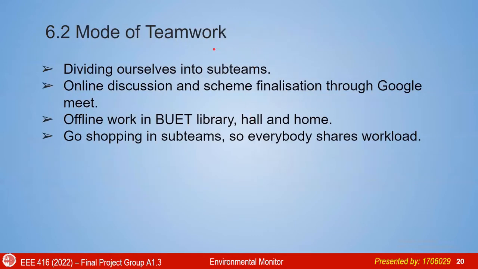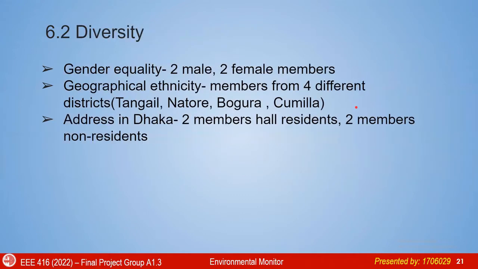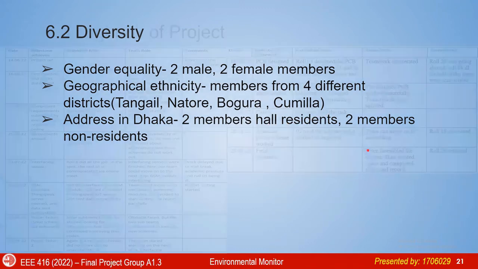As for the mode of teamwork, we tried to divide ourselves into 2 sub-teams at first, one to work with the GSM module interfacing and the other to work with the solar scheme. The discussion took place online via Google Meet. We tried to work offline in the BUET library, hall and home when needed. Thus the whole workload was shared by everyone in the group. As for diversity, our group consists of 2 male and 2 female members, everyone from a different region of the country. Among these 4 members, 2 are hall residents and 2 are attached.